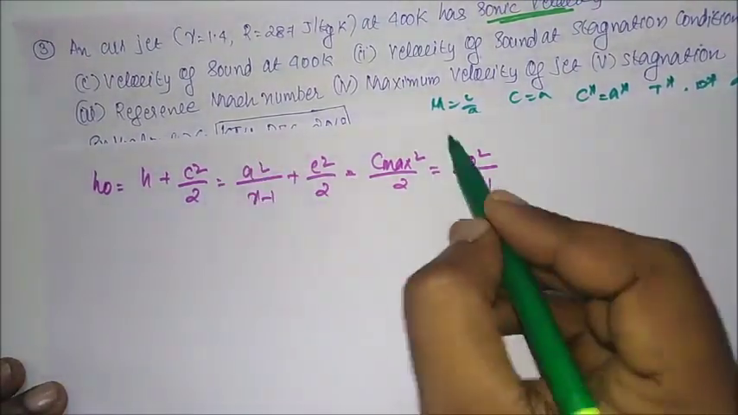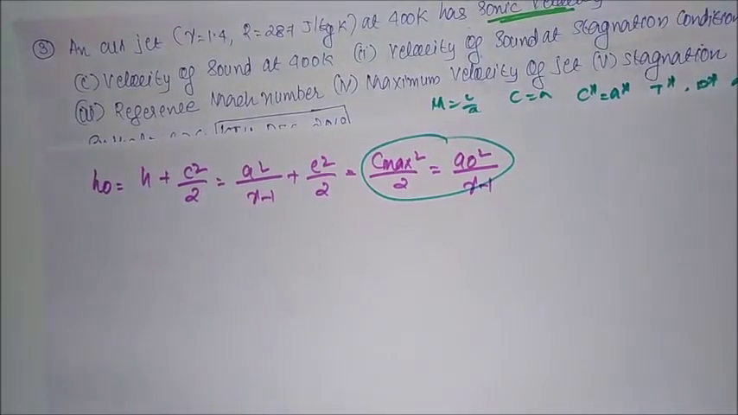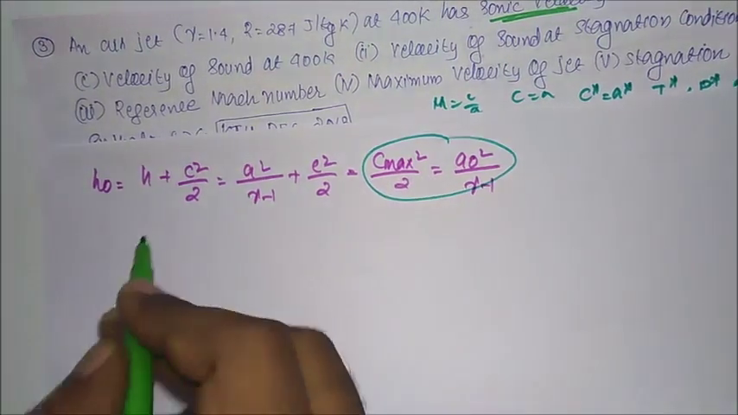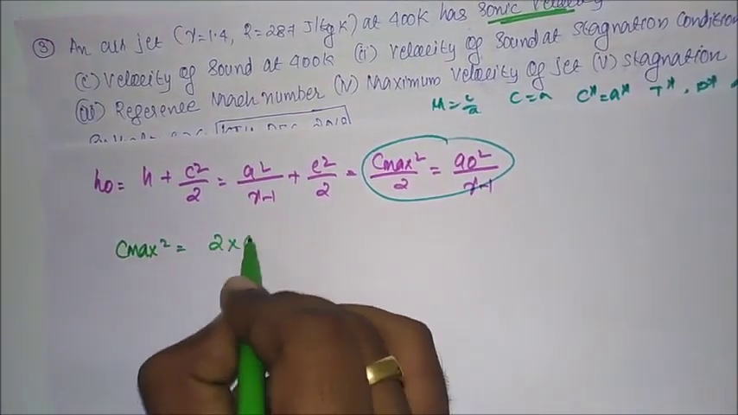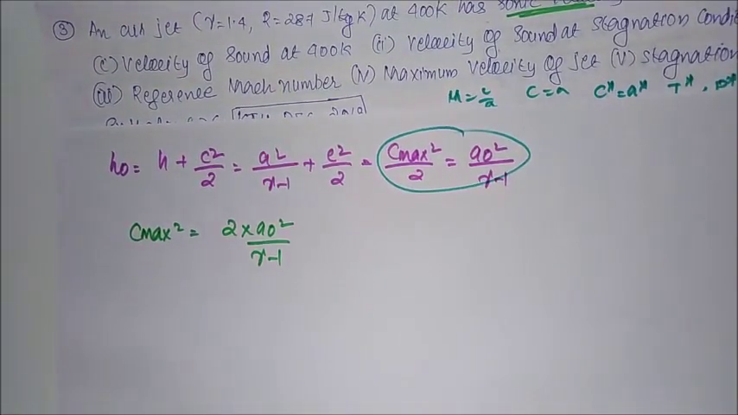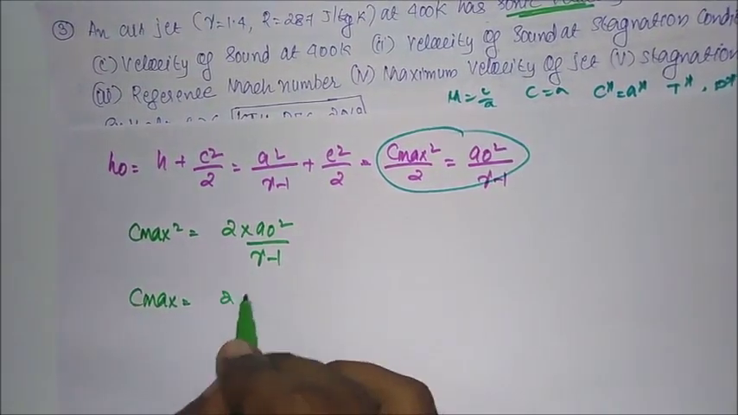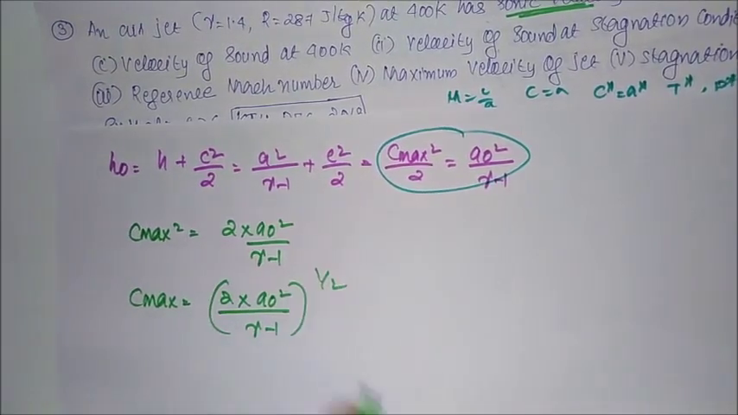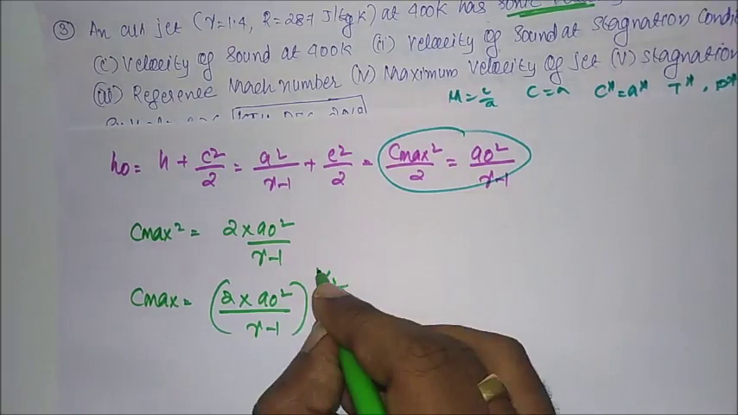By using these two equations, we can find out the maximum velocity of the jet. That is, c max square is equal to 2 into a0 square divided by gamma minus 1. Therefore, c max is equal to the whole root of 2 into a0 square divided by gamma minus 1, that is, the whole raised to 1 by 2.